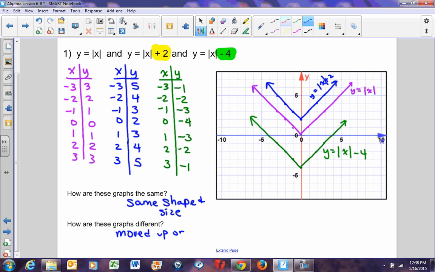In other words, they were translated. How can we roll all this up into a statement so that you can understand, so that we can summarize what we just did? Well, let's look at this.